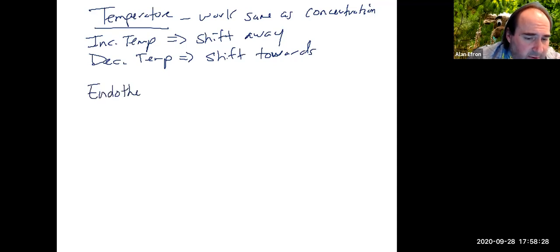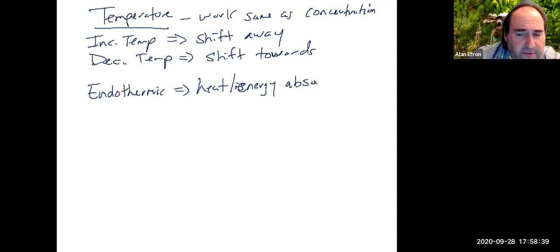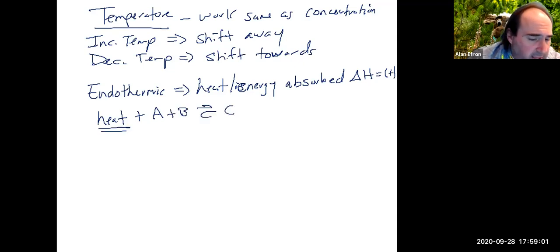When it's endothermic, that means heat and energy is absorbed. Because heat and energy is absorbed, it is sometimes related with a delta H, which is a positive value. What that means is heat and energy can be thought of as a reactant. So if we were to write that into the equation, heat plus A plus B goes to C, this would be an endothermic process. Heat would be considered a reactant. And that is different than an exothermic process.